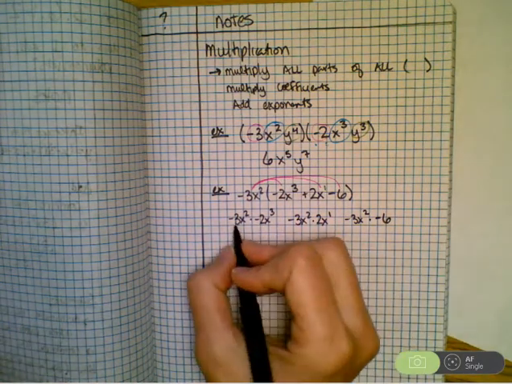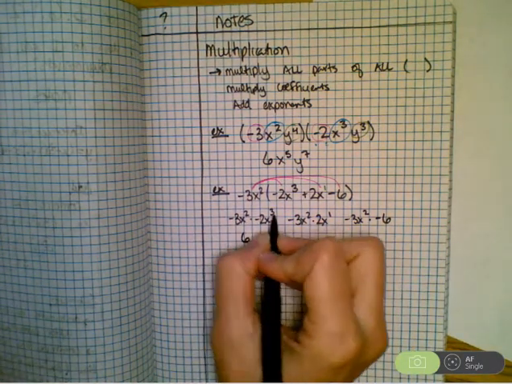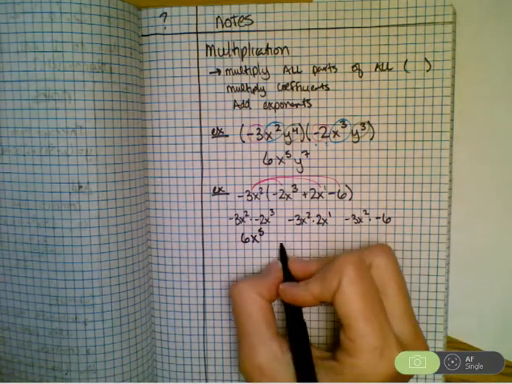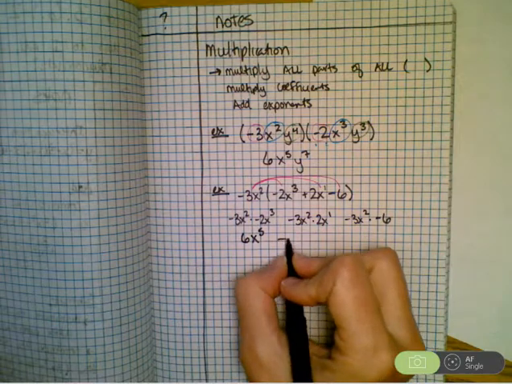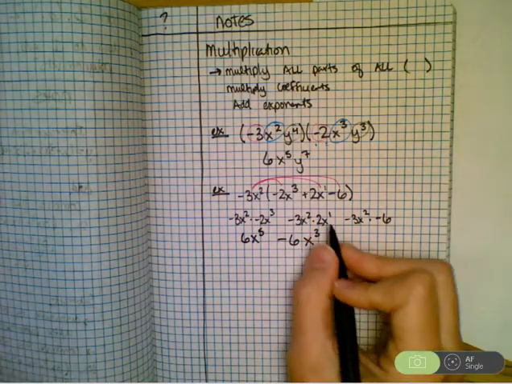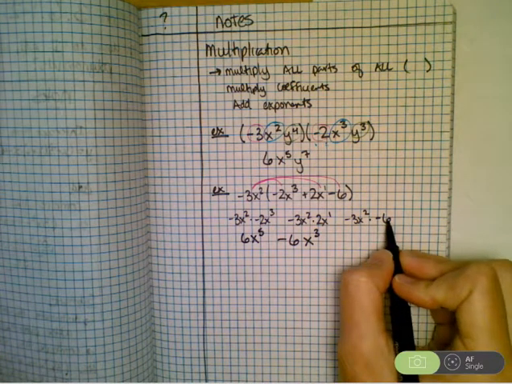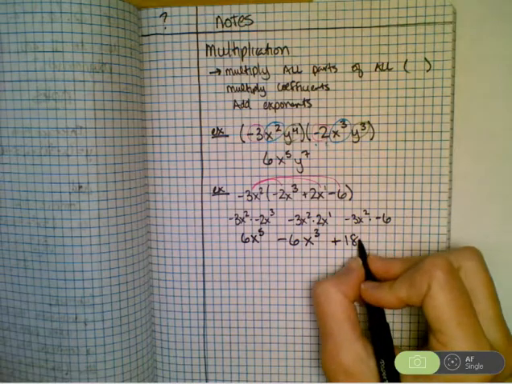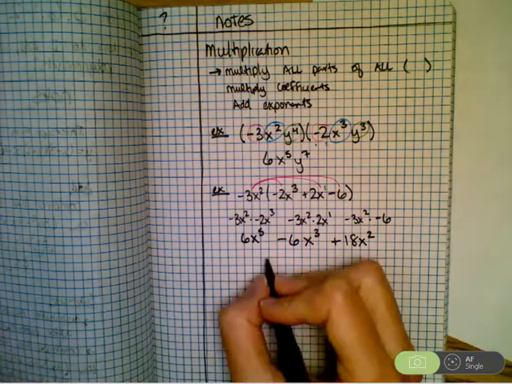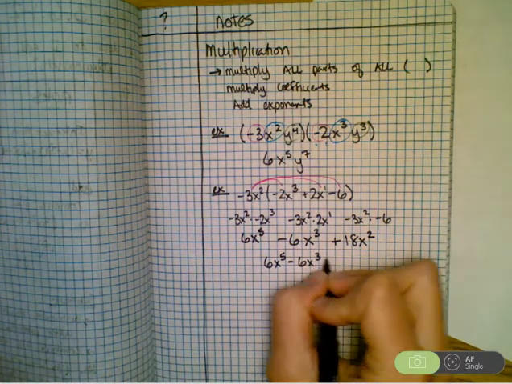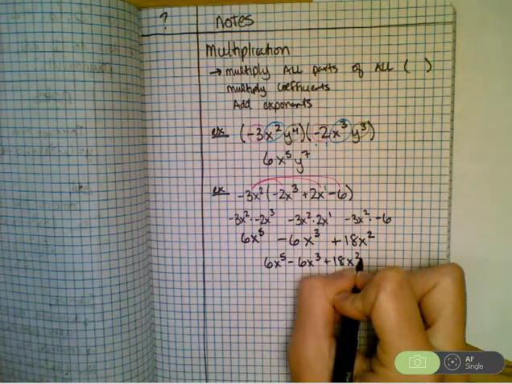Negative 3 times negative 2 is 6. X squared and x to the third is x to the fifth. Negative 3 times 2 is negative 6. X to the second and x to the first is x to the third. 2 plus 1 is 3. And negative 3 times negative 6 is positive 18. And x squared and no x's is just x squared. So my final answer here: 6x to the fifth minus 6x to the third plus 18x squared.